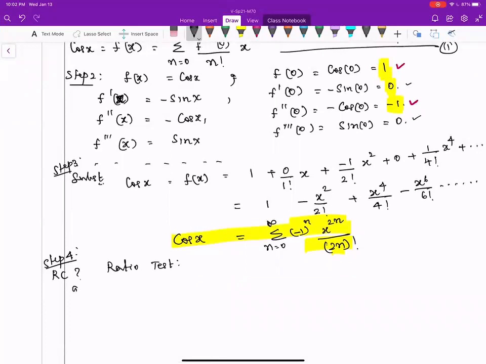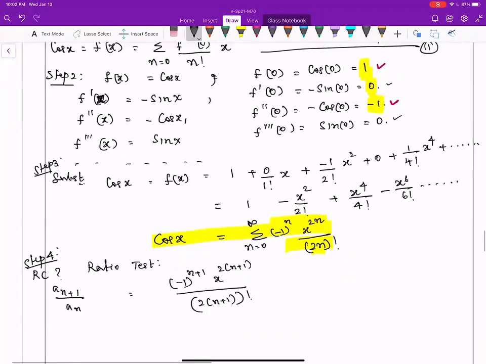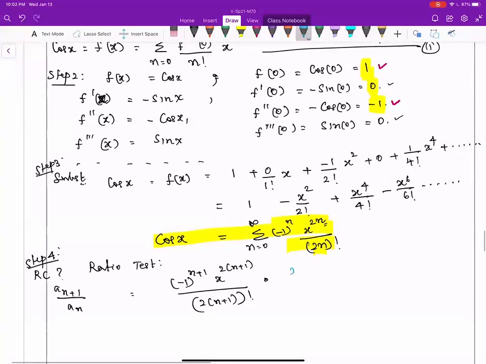So a sub n plus 1 over a sub n is negative 1 to the power n plus 1 x to the power 2 times n plus 1 divided by 2 times n plus 1 factorial. Every n must be changed to n plus 1. Don't forget the parentheses. They are dividing this by a sub n, so you will have to take the reciprocal and multiply. This will be 2n factorial over negative 1 to the power n x to the power 2n.